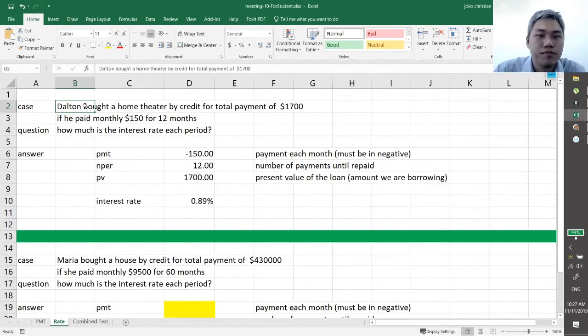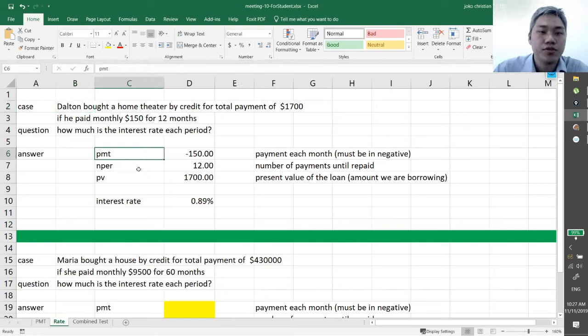Dalton bought a new home theater by credit. The total payment is $1,700. So the logic is a little bit flipped here. The total payment is $1,700, and he paid monthly $150 for 12 months. The question is, how much is the interest rate for each period? The interest rate is in the question. So the function rate is to be used to count the interest rate.